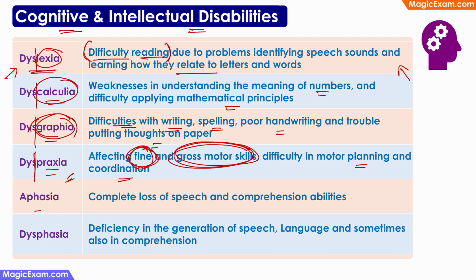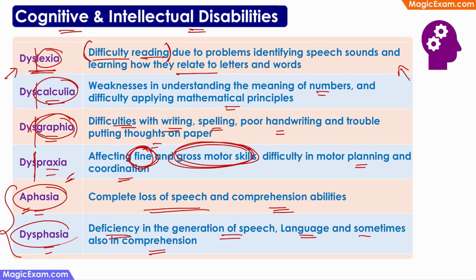And then comes aphasia. So these are two words, aphasia and dysphasia, that you have to remember. Aphasia, that is complete loss of speech and comprehension abilities. The child cannot speak. And dysphasia is the deficiency in the generation of speech, language, or sometimes also in comprehension. So language related disabilities are aphasia, that is complete loss of speech and comprehension, or dysphasia, which is a deficiency or partial loss of speech, language, and comprehension.